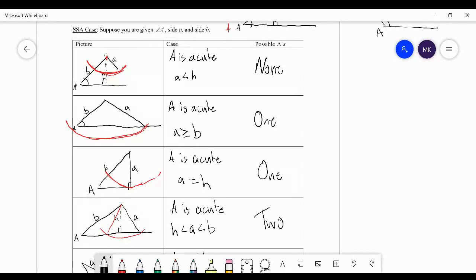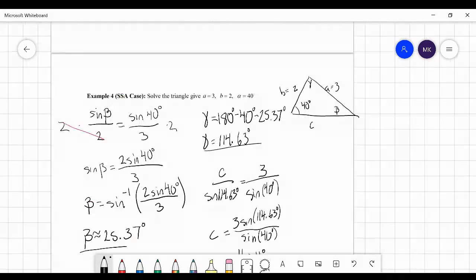The reason why I can ignore this part is because we already said that a is less than b, right? Because a is 1, b is 2. So we've already established that a is less than b. So that means we're not here, so we're not in the second case, and this is already satisfied. So it depends on if a is less than h, equal to h, or greater than h. So let's find what h is.